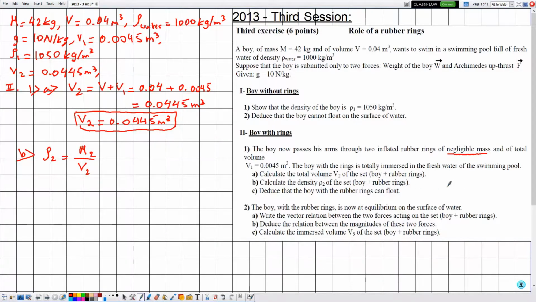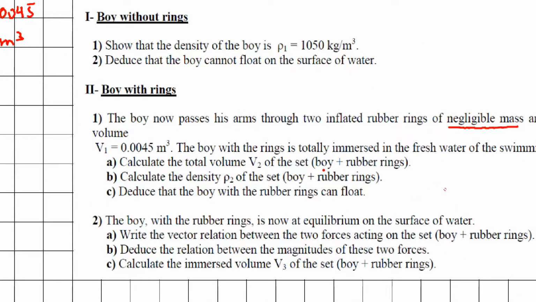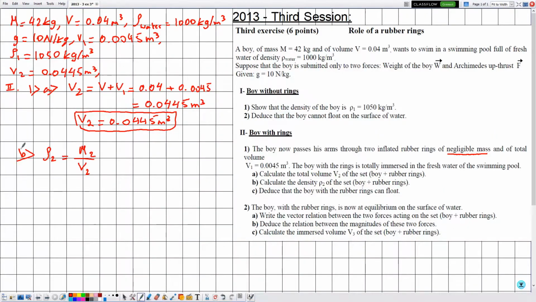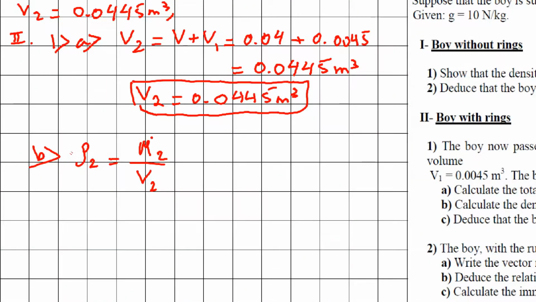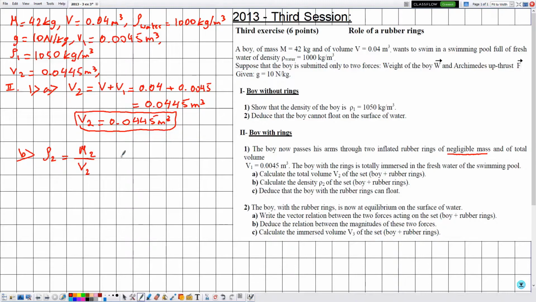In part A, we have determined the total volume V2 corresponding to this set. It's left to determine the mass M2 corresponding to this set. So here, the value of M2 is given by, so what does M2 represent? It represents the mass of the boy plus rubber rings. So what is the mass of the boy? The mass of the boy is given by capital M.